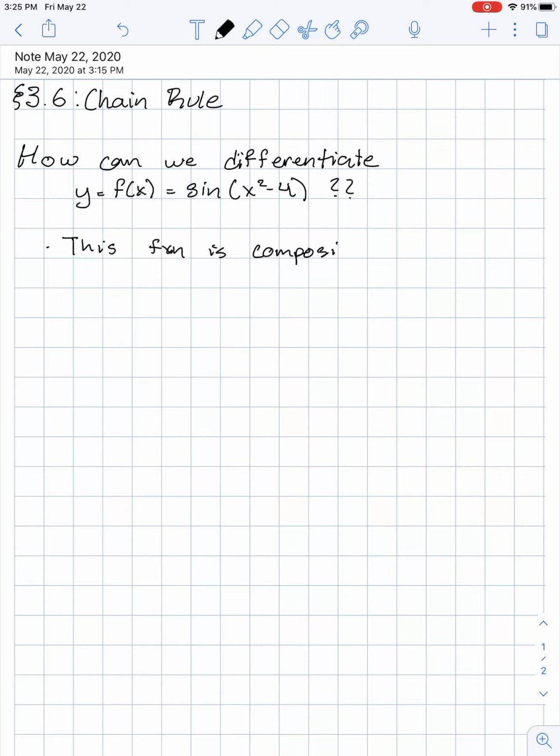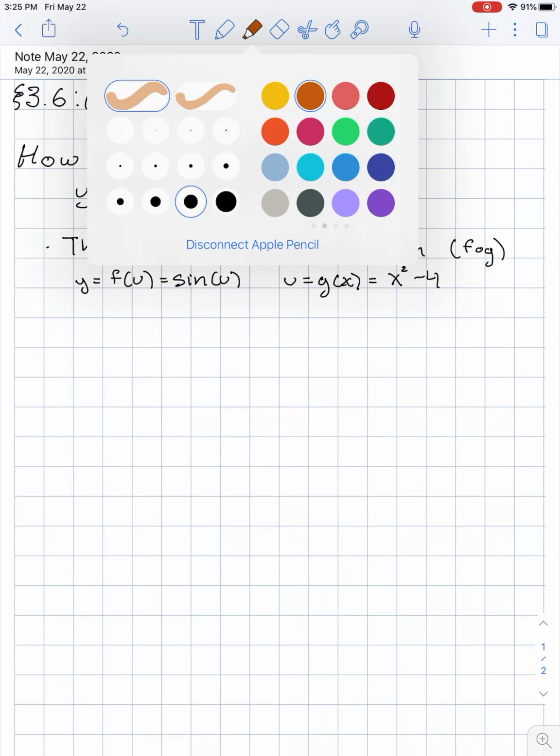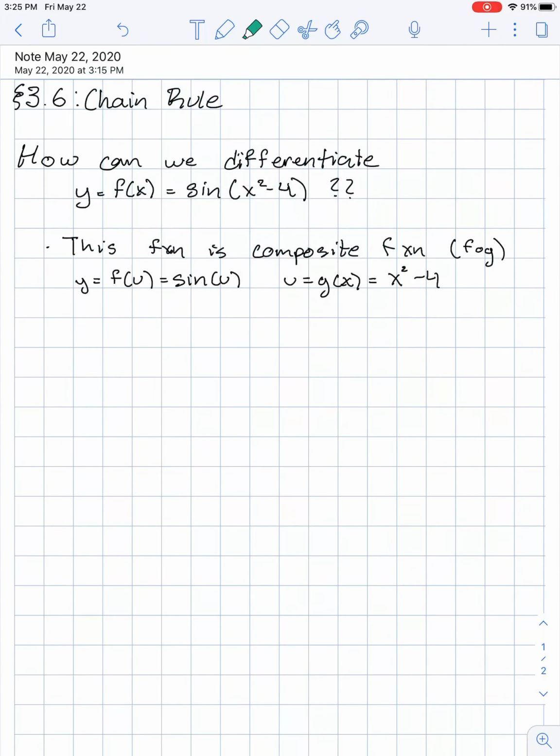This function, if you remember from chapter 1, is a composite function. Remember we wrote those like f of g, with that little circle. So in this case, y equals f of, let's call it u, and we'll call that inside function u. So we're going to have sine of u, and u is going to equal another function of x. Let's call it g of x. That's going to be x squared minus 4.